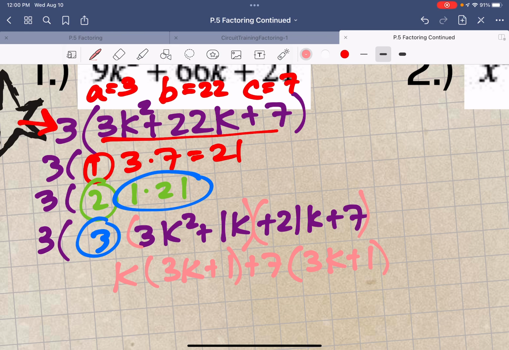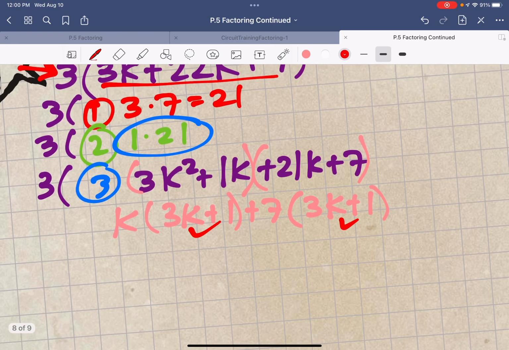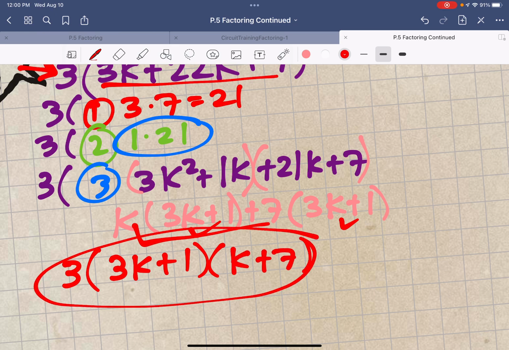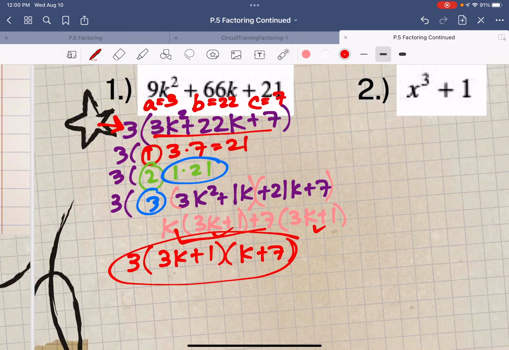Again, we've got that nice check to make sure we've done it correctly. They do match. So this is where you really don't want to forget that 3. I'm still having that on the outside. And then on the inside, the 3k plus 1 comes out. And then what's on the outside? K plus 7. And that is it totally factored.